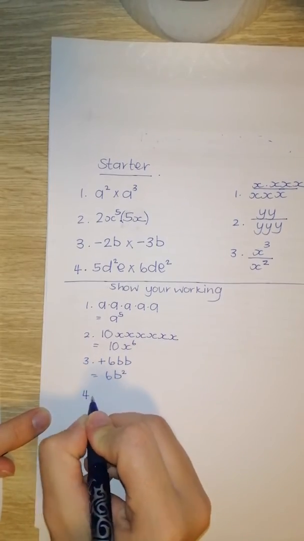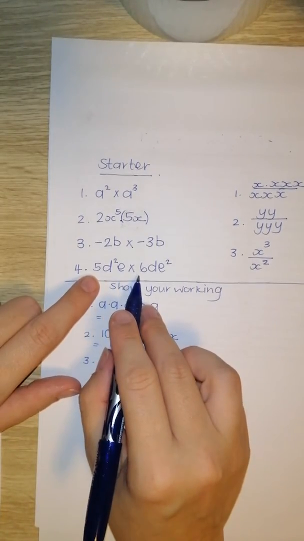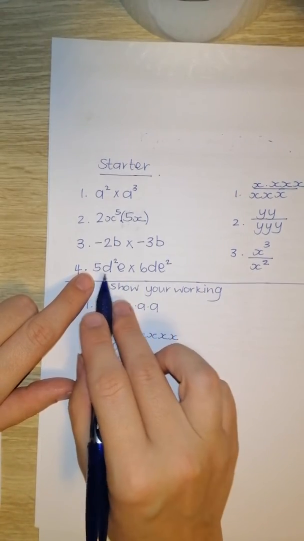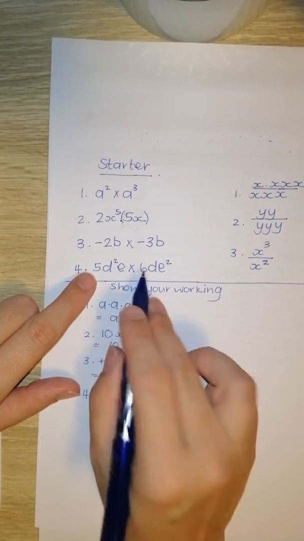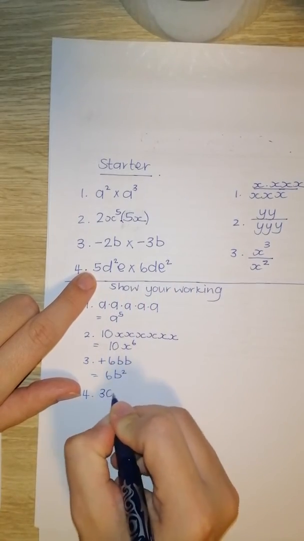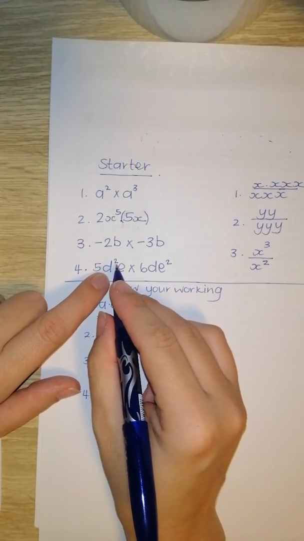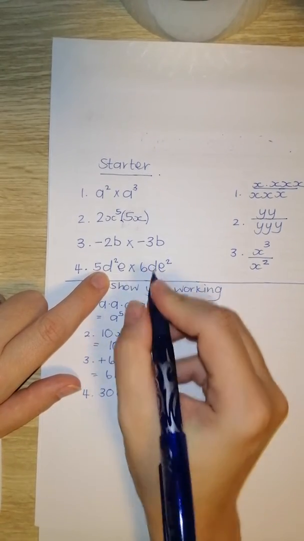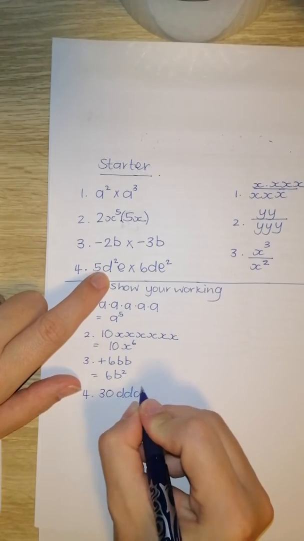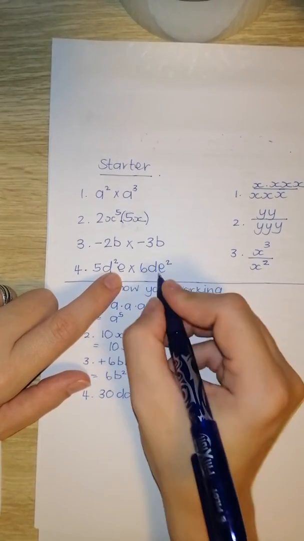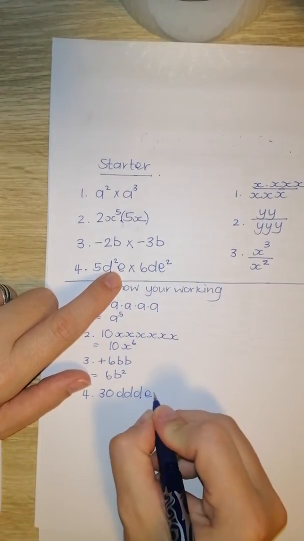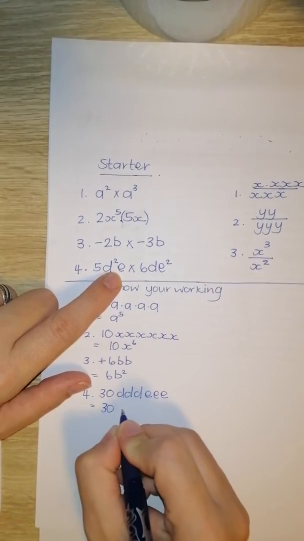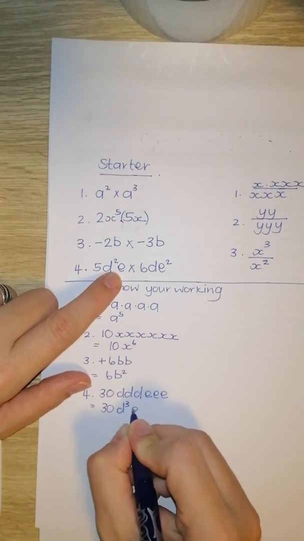Number 4, I'm going to have the same approach. These two positives, so my sign would be positive. 5 times 6 would be 30. Then I've got d squared times d there. So d squared would be d times d. E times e squared, which is e times e. So that's d to the power of 3, e to the power of 3.